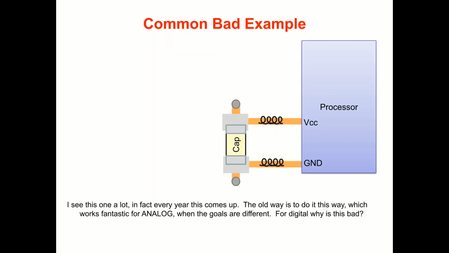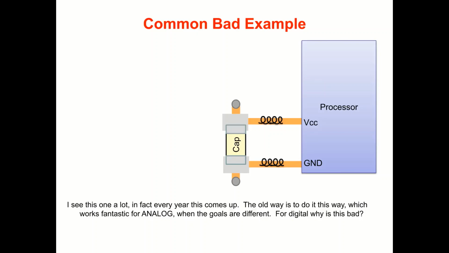Here's a great example of that. This is bad because of the inductance in the traces. Now what I'm showing here is the old way to do this, which works great for analog, doesn't work for digital. So this capacitor here is connected to these vias, and they go to the power planes. Now there's inductance on these wires.